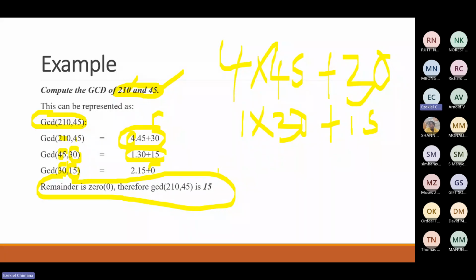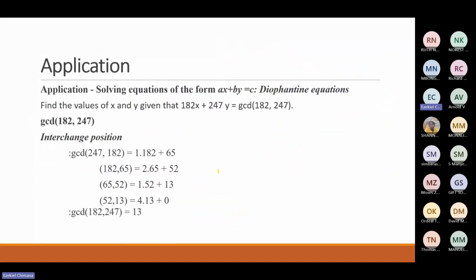I don't know if there are questions here on finding the GCD using this. If we do not have questions, let me move on to this. Such type of equations, sometimes you'll be asked to solve these equations using the Euclidean algorithm. So, application of solving equations of the form ax plus by is equal to c.